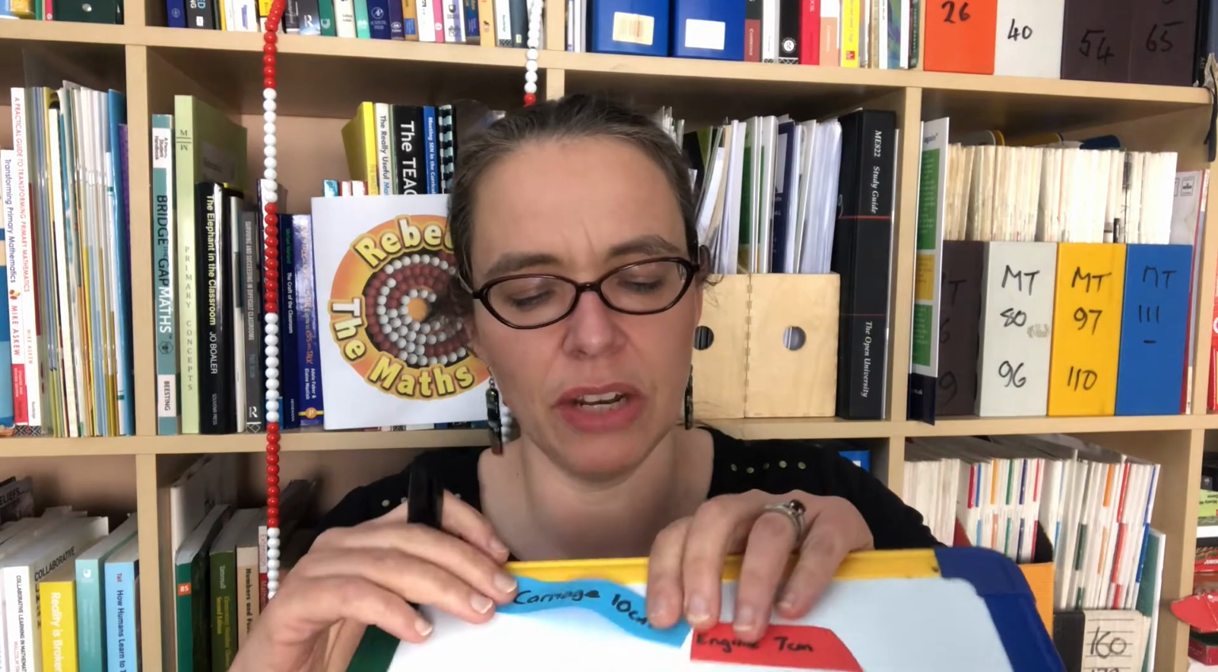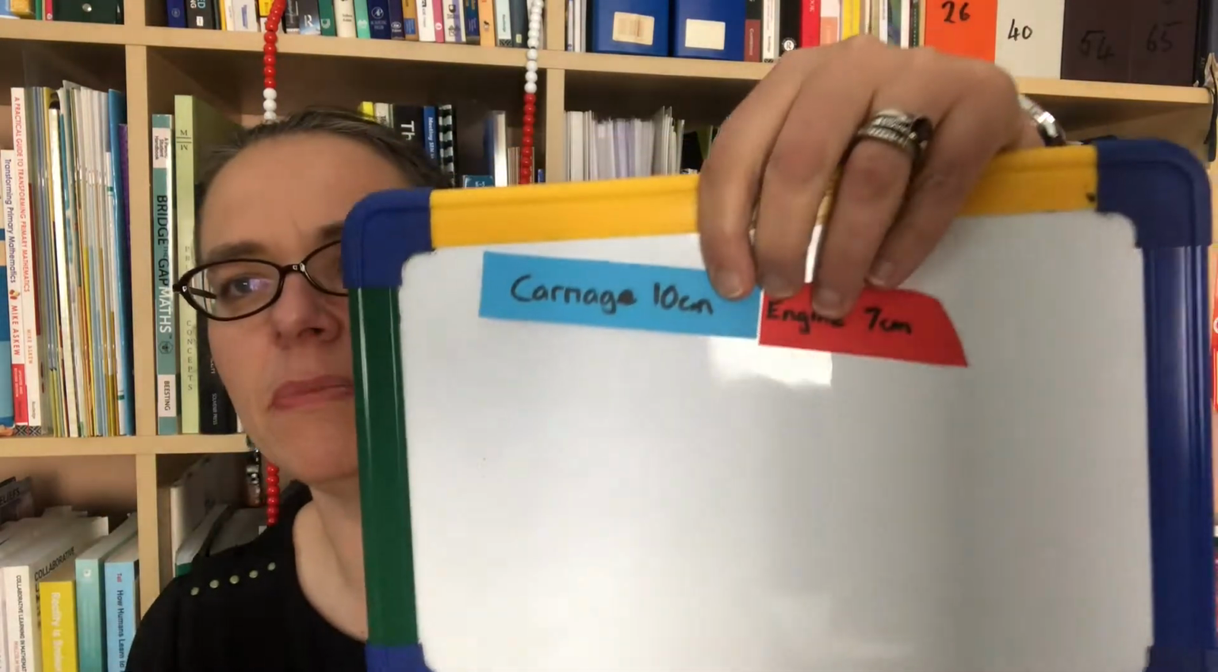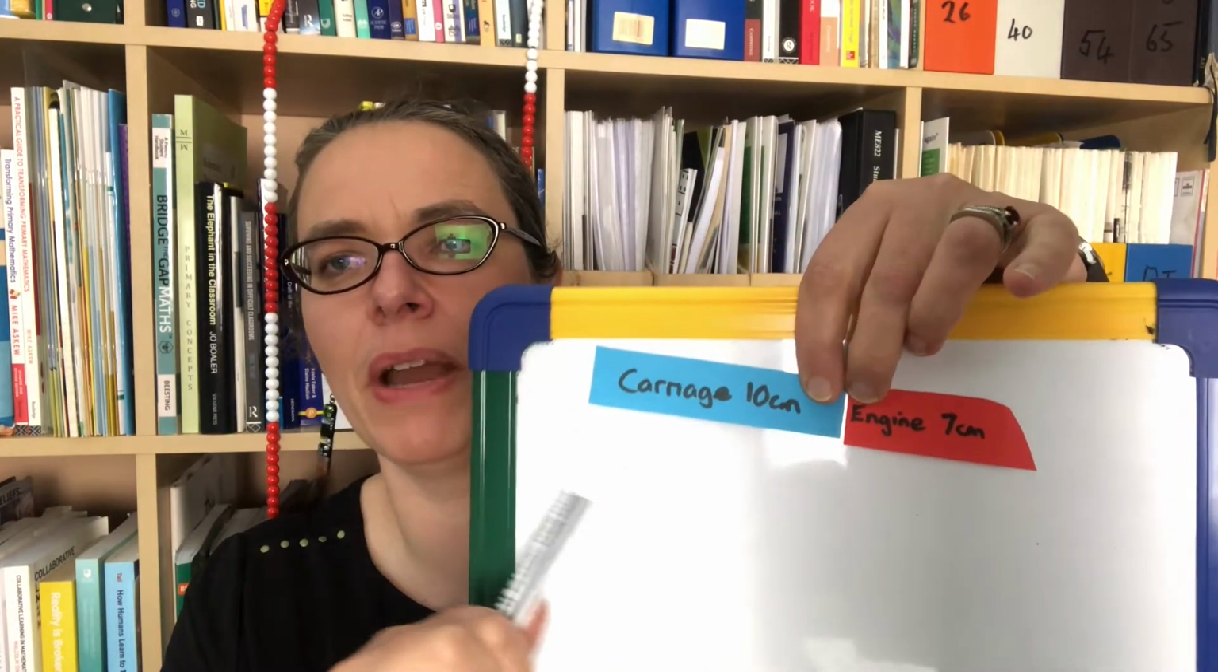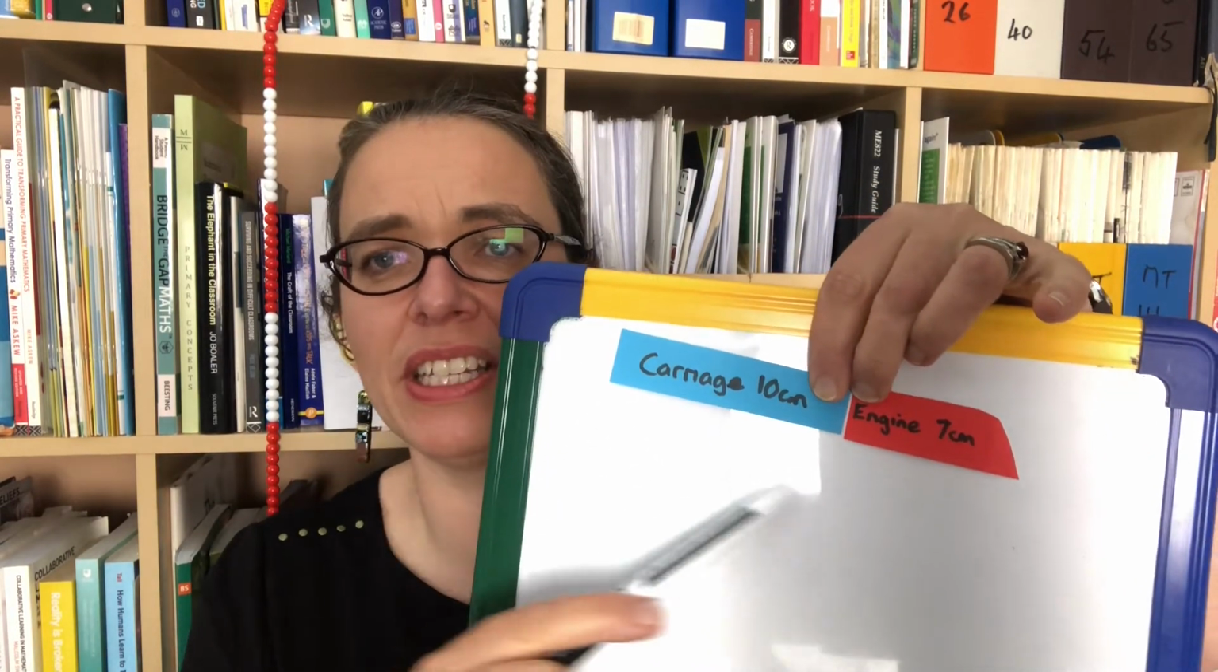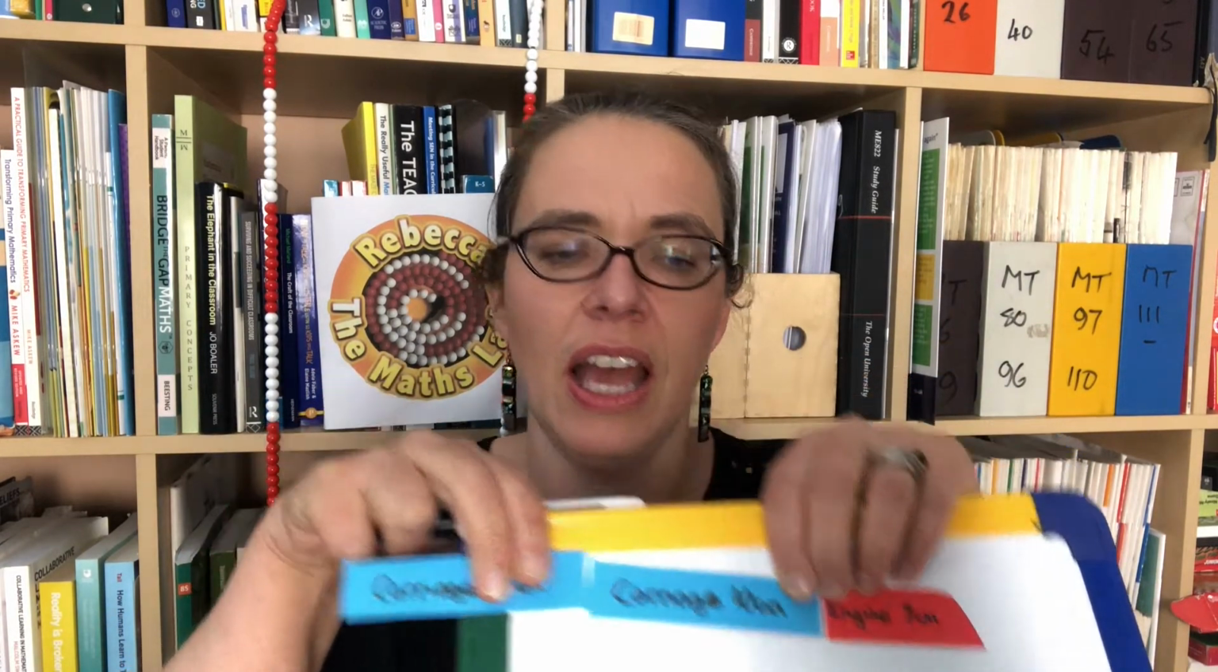So let's have a look at what that might mean in practice. Imagine children are exploring the lengths of toy trains, where the train has an engine and some carriages. So for example, the length of the engine of a toy train might be 7 centimetres and a carriage might be 10 centimetres long. So a single carriage train will be 17 centimetres long. How long would a 2 carriage train be? Well, we can build it and quickly see that that will be 27 centimetres long, and so on.